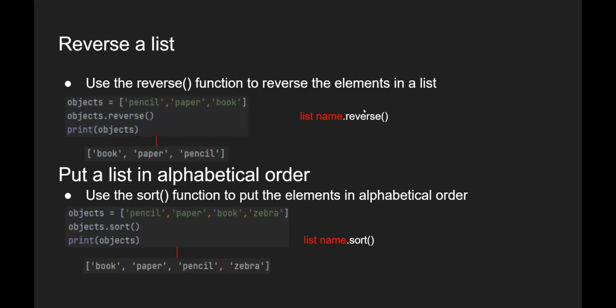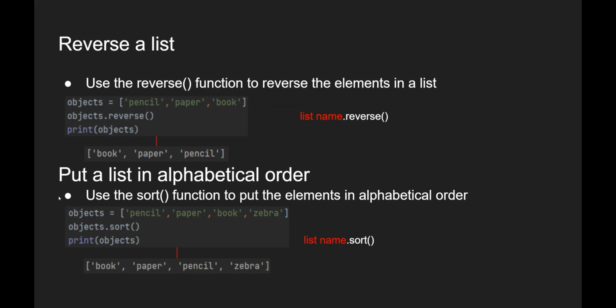If we wanted to reverse or make our list inverted, we can just use the reverse function. So we can swap each element inside the list. If we said list name.reverse, we'd reverse it. So if we said objects equals pencil, paper, book, and then objects.reverse, and then we print the objects, we get book, paper, pencil because that's in the reverse order.